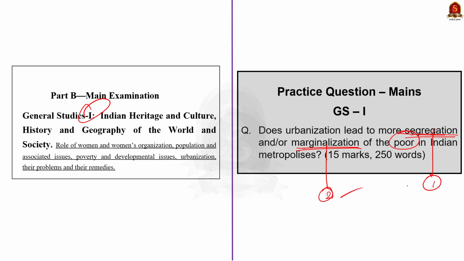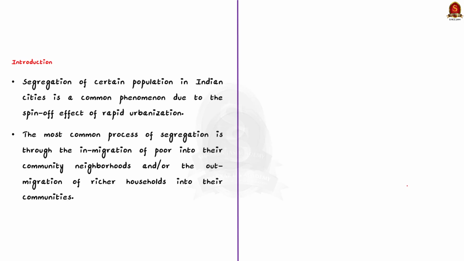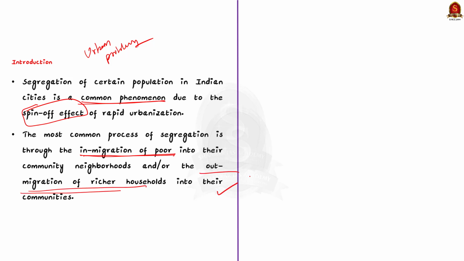Let us start with the introduction. In the intro part, we shall give an overview about urbanization and its problems related to the poor. Now look at the intro. Segregation of certain population in Indian cities is a common phenomenon due to the spin-off effect of rapid urbanization. The most common process of segregation is through the in-migration of the poor into their community neighborhoods and or the out-migration of richer households into their communities. This segregation and consequently marginalization of the poor among the urban population is due to many socio-economic and even political factors. In this way, you can give your own introduction.